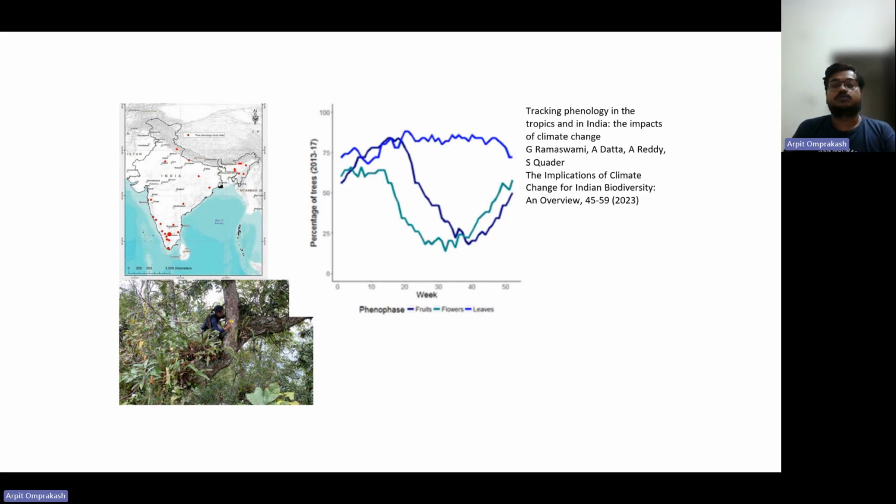The other thing is that people also looked at trees, and they see these phenological changes in when they are fruiting, when they are flowering, and when they have leaves. So these changes are also shifting over time.